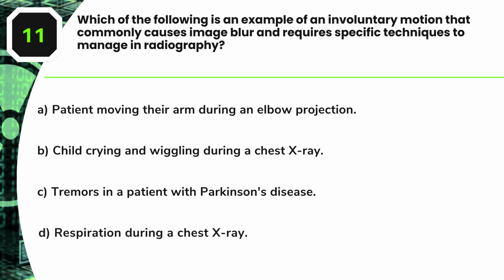Question 11. Which of the following is an example of an involuntary motion that commonly causes image blur and requires specific techniques to manage in radiography? A. Patient moving their arm during an elbow projection. B. Child crying and wiggling during a chest X-ray. C. Tremors in a patient with Parkinson's disease. D. Respiration during a chest X-ray.